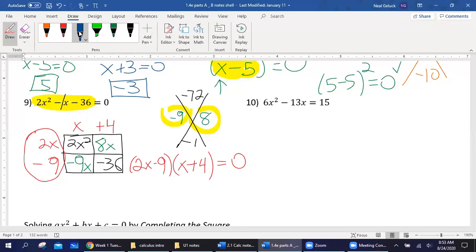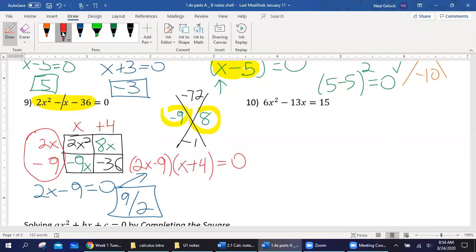Okay, I've gone through the hard part. Let's not forget to solve the problem. I have to use the zero factor property, so I need to ask myself, all right, if 2x minus 9 was 0, what would that mean x equals? Well, I would add 9, and I would divide by 2. So I'd have 9 halves for x. Separately, if x plus 4 equals 0, that would mean that x was negative 4. So finally, I've got my two answers, 9 halves and negative 4.